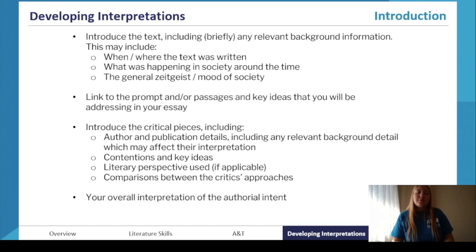And when you state your overall interpretation, optional, but you can make this a little bit of a comparative statement and compare your interpretation in your introduction to what you think the interpretation or contention of the critical piece is.